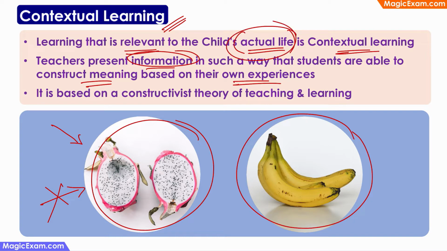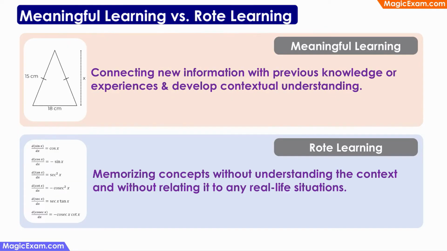The student should be able to relate to it, understand it, because he or she has experienced it or will experience it. Now, let us look at the difference between meaningful learning and rote learning. In grade 3 and 4, if you teach about triangles to a bunch of students, and in grade 5, you start teaching them about how to calculate the area of a triangle.